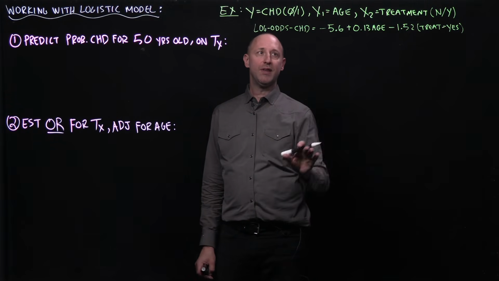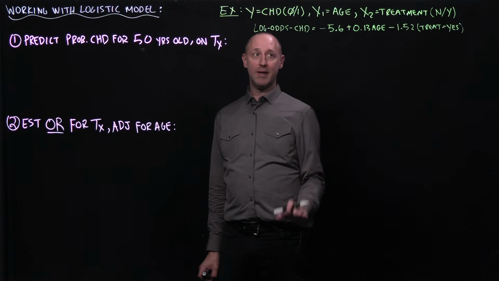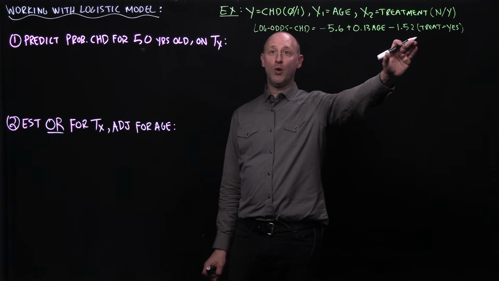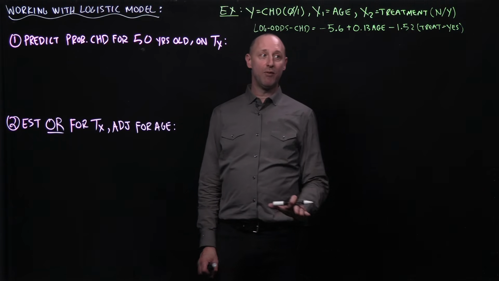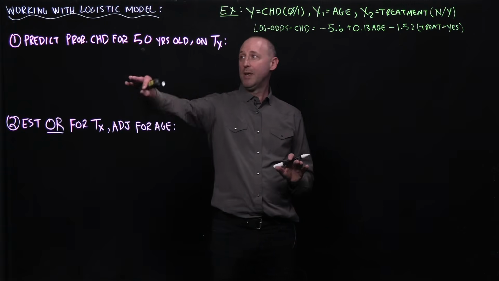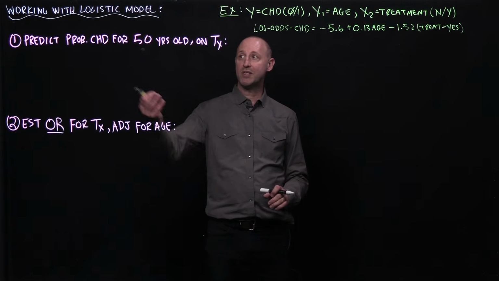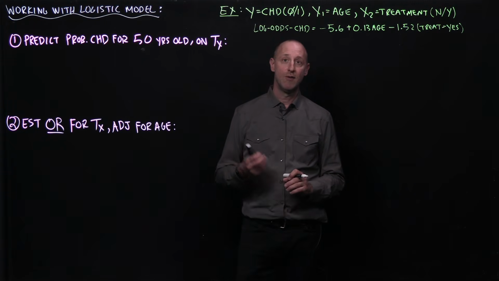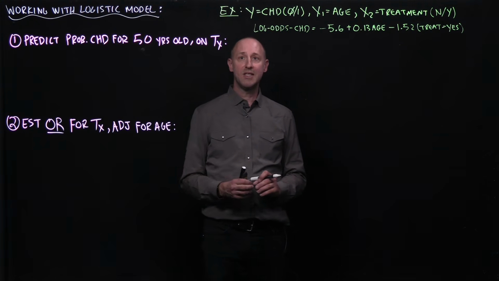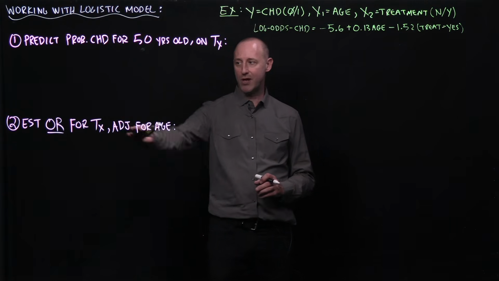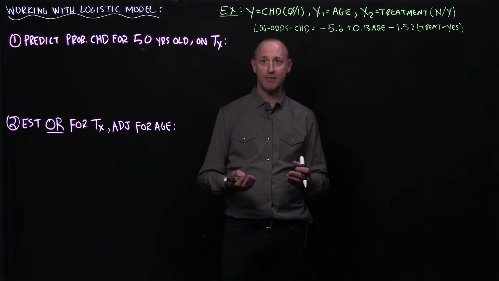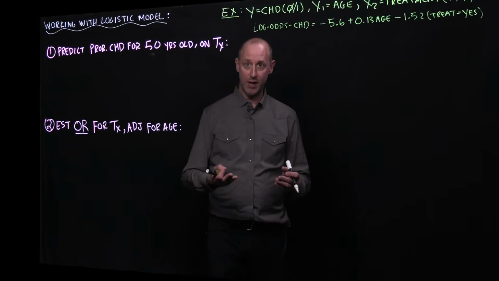Okay, so if you fit that, you'd find the intercept is a negative 5.6, a coefficient for age of positive 0.13, and a coefficient for the treatment of negative 1.52. So we'll look at using this to first make a prediction, so estimate what's the probability of coronary heart disease for someone who's 50 years old receiving the treatment. And then we'll look at estimating an adjusted odds ratio, so the odds ratio associated with treatment. What effect does treatment have on risk of coronary heart disease, adjusting for age?